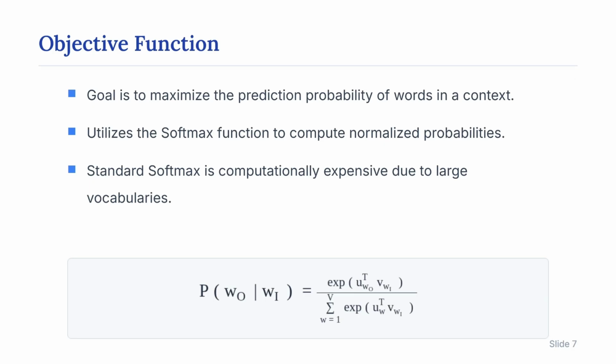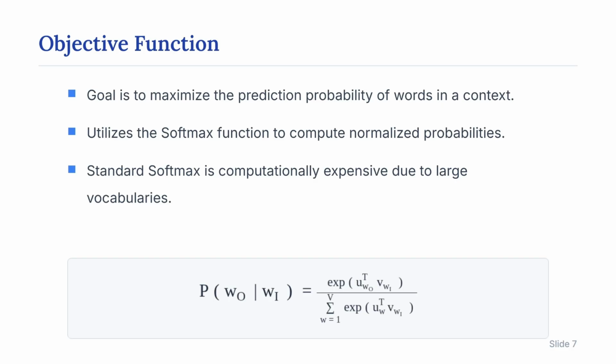In simple terms, the goal of both models is to maximize the probability of making correct predictions. CBOW tries to maximize the probability of predicting the center word given its context, while skipgram tries to maximize the probability of predicting context words given the center word. So fundamentally, both models are learning by predicting. To do this, we use a function called softmax. Softmax takes a set of scores and converts them into probabilities. So for every prediction, the model assigns a probability to every word in the vocabulary.